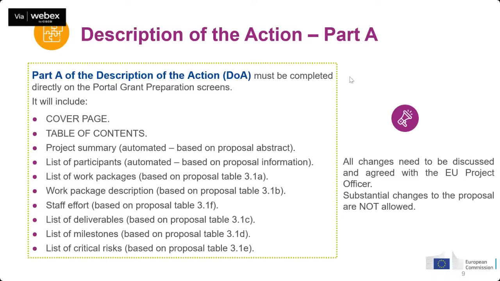So the Part A, the document that is, I repeat, generated automatically, will include a cover page. You don't have to produce it. A table of contents, also automatically generated. A project summary that is based on the proposal abstract. So if you are not changing anything, you will not have to do anything. However, if you want to update some information in this project summary, you can do so during the grant agreement preparation, of course, in agreement with the project officer.